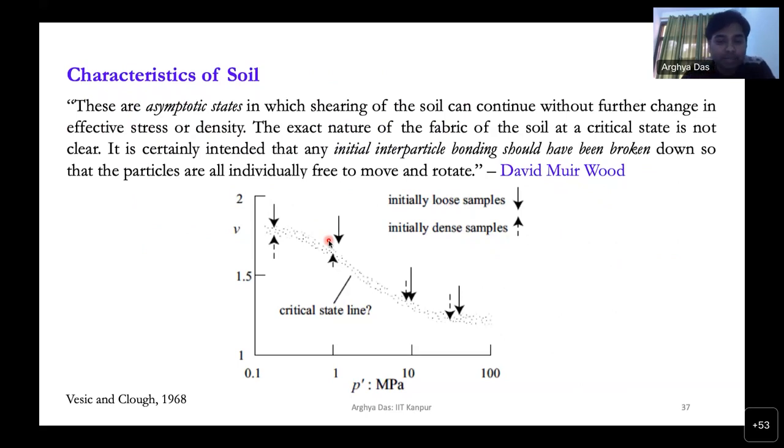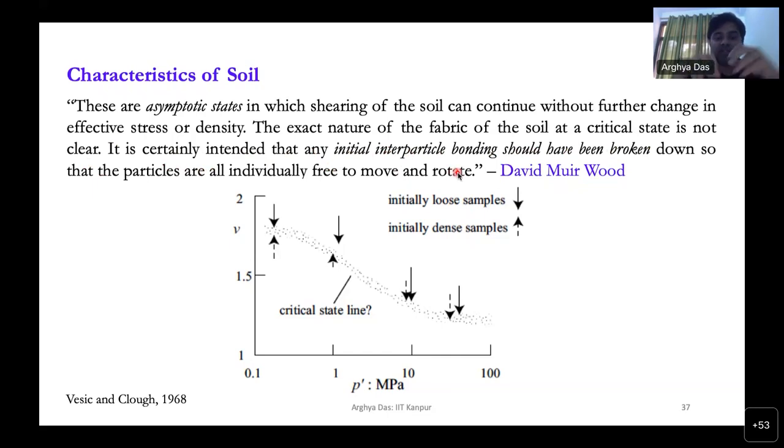I copied this text from one of the famous researchers, Professor David Muir Wood. It says that critical state is an asymptotic state in which the shearing of the soil can continue without any change of volume or effective stress or density. The exact nature of the fabric of the soil at critical state is not very clear, so this is an open research scenario. It is clearly intended that any initial interparticle bonding should have been broken down, and all particles are individually free to move and rotate.